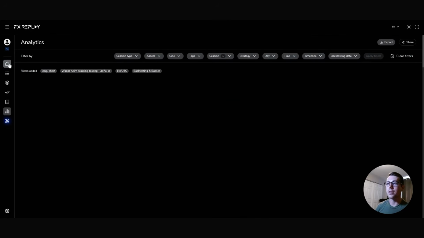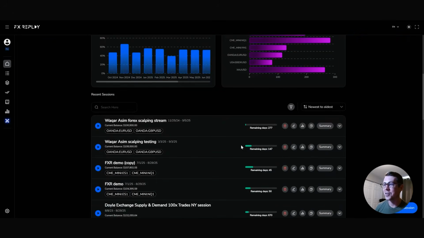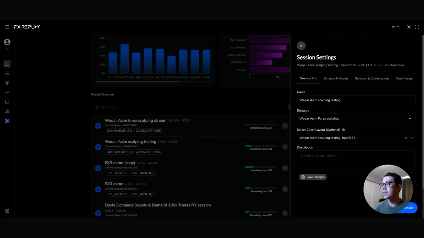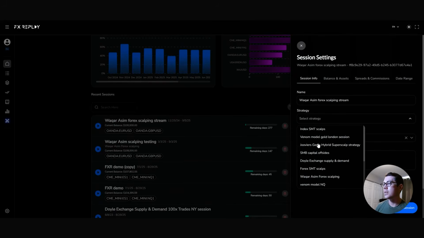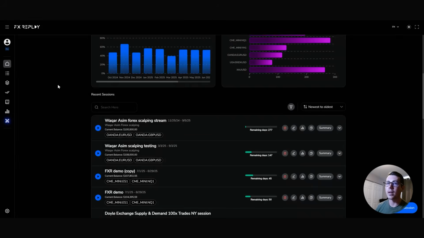Oops, I used a shortcut that I didn't mean to. Sorry, I've got to get used to the new shortcuts being on the dashboard. So I'm going to come in here, try to find the Waqar Asim Forex Scalping. I'll tie it to this testing session I had, as well as the session we just saw right now. So my strategy is basically tied to both of these sessions, and I can view the analytics on both of them.